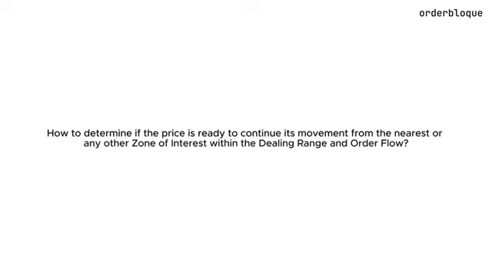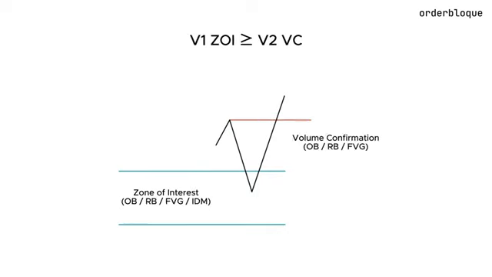You may have a question: how to determine if the price is ready to continue its movement from the nearest or any other zone of interest within the dealing range and order flow? The answer, as always, is simple. You need to wait for the test of the zone of interest and confirm the volume on the same time frame or lower. This is what you will base your further decisions on.